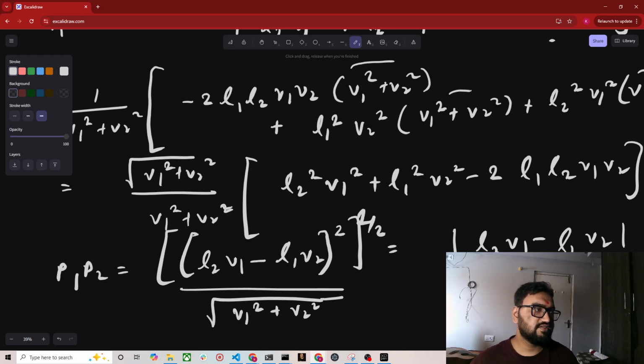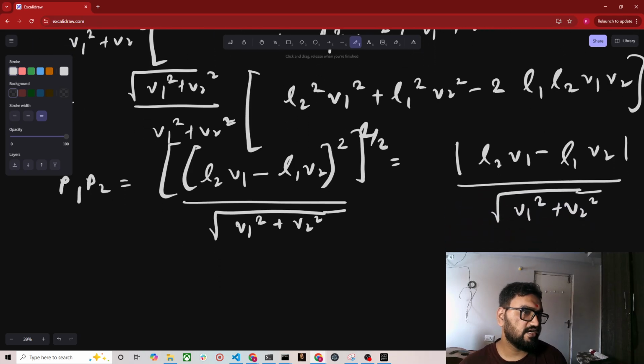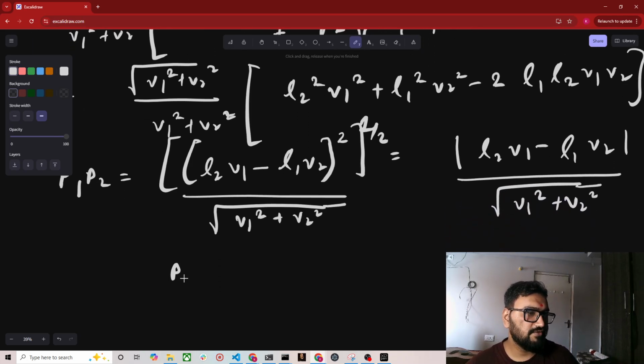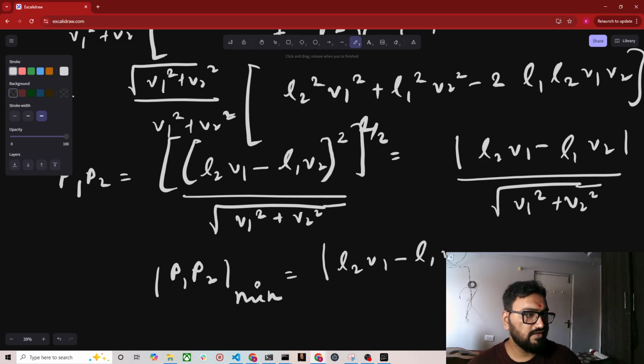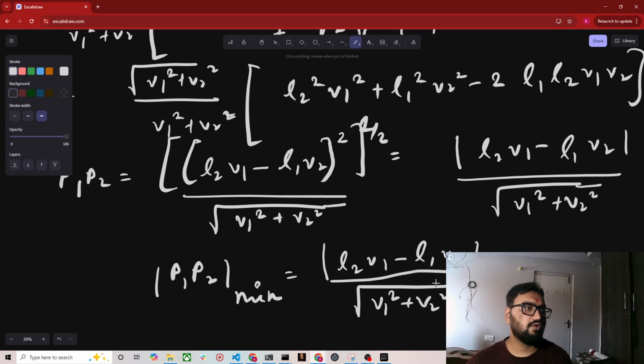Alright, this is what my answer is. Let me write it down more clearly. P1 P2 minimum is equal to modulus of L2 V1 minus L1 V2 divided by root over V1 square plus V2 square. Okay, so this is my answer.